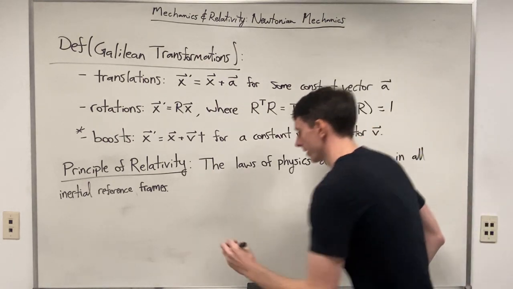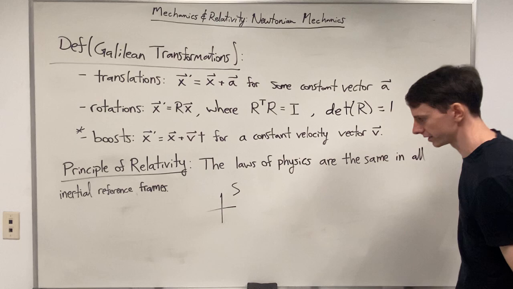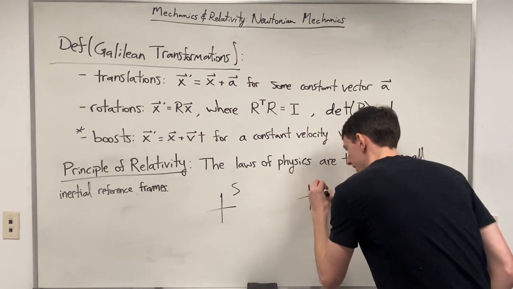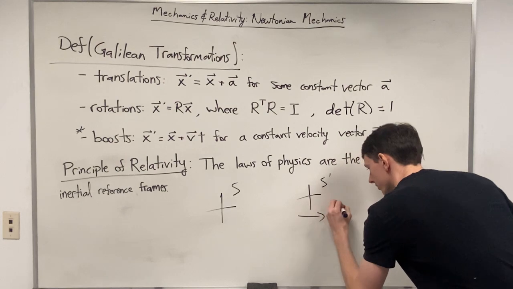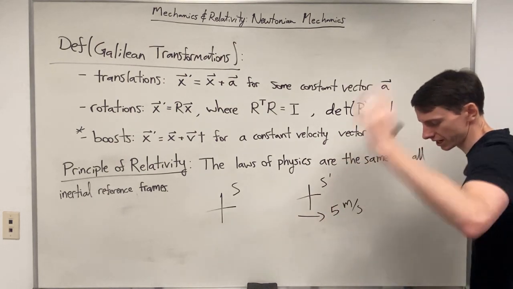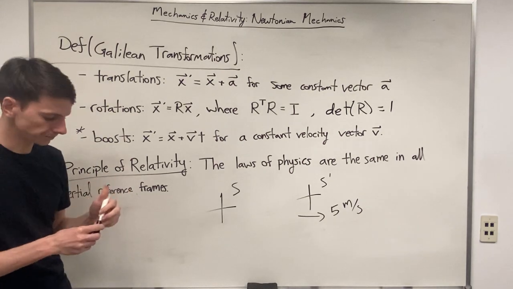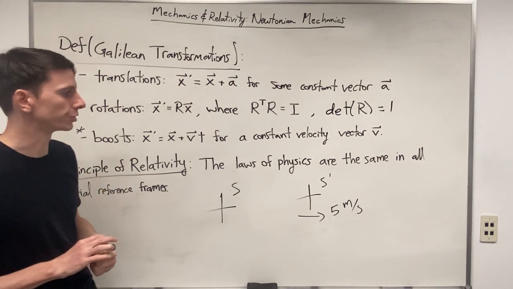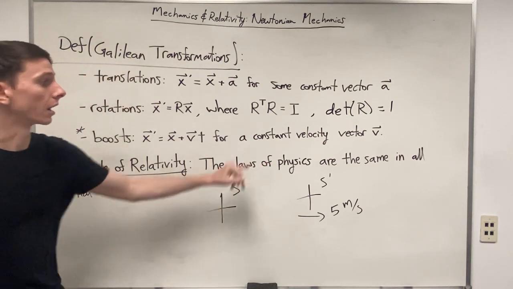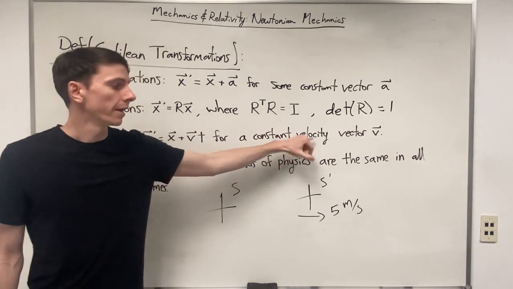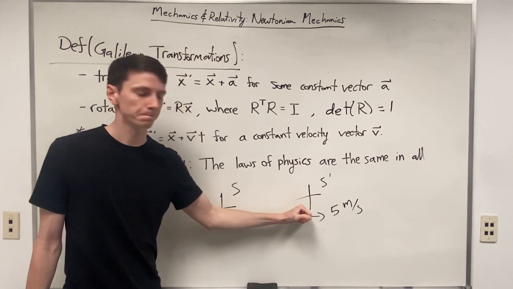This might seem that if we have a frame S, maybe that's standing still relative to a frame S prime, which is moving at, whether it's 5 meters per second, 10 meters per second, 100 meters per second, 1 billion meters per second, whatever it happens to be. It would seem that as long as you're moving at a constant velocity, then the laws of physics here are going to be the same as the laws of physics here.